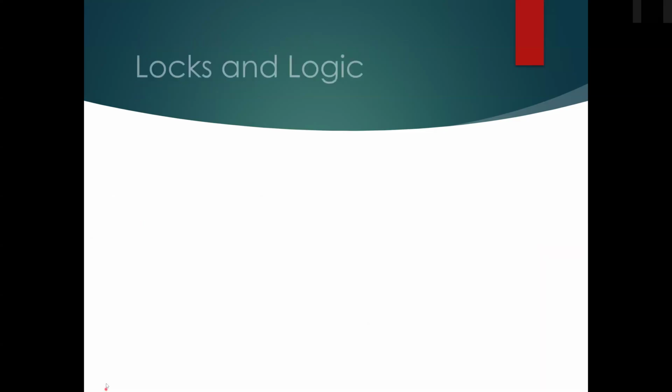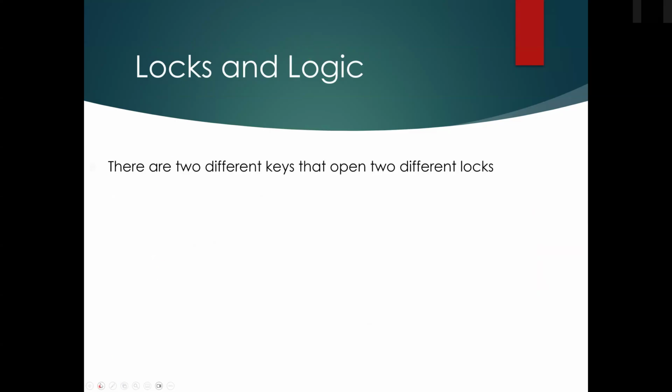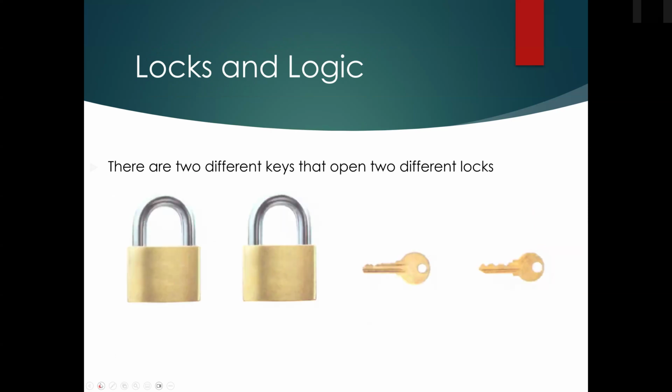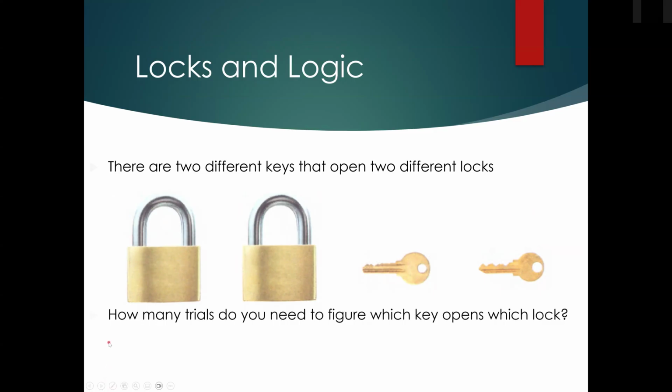These are going to be about logic and locks, or locks and logic. Okay, let's read the problem. There are two different keys that open two different locks. So one key will open one lock, the other key will open the other. So here's a picture here. The question asks, how many trials do you need to figure out which key opens which lock? So a trial in this case means using a key on a lock.